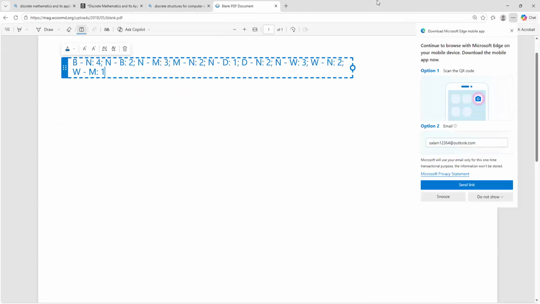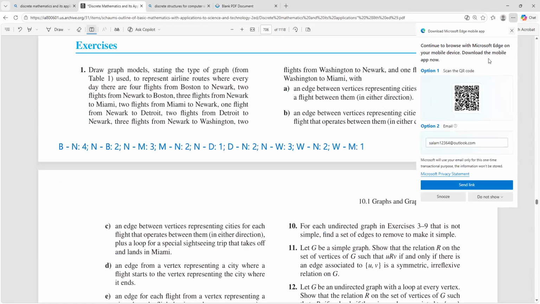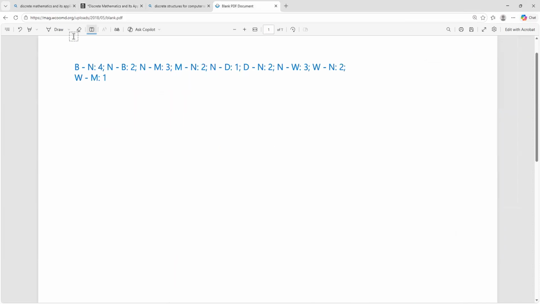Fantastic. Okay. So A is asking for an edge between vertices representing cities that have a flight between them in either direction. So let's draw it out. We got Boston, put Newark up here, Miami, Detroit, Washington. Oh, it ends up working out nice.